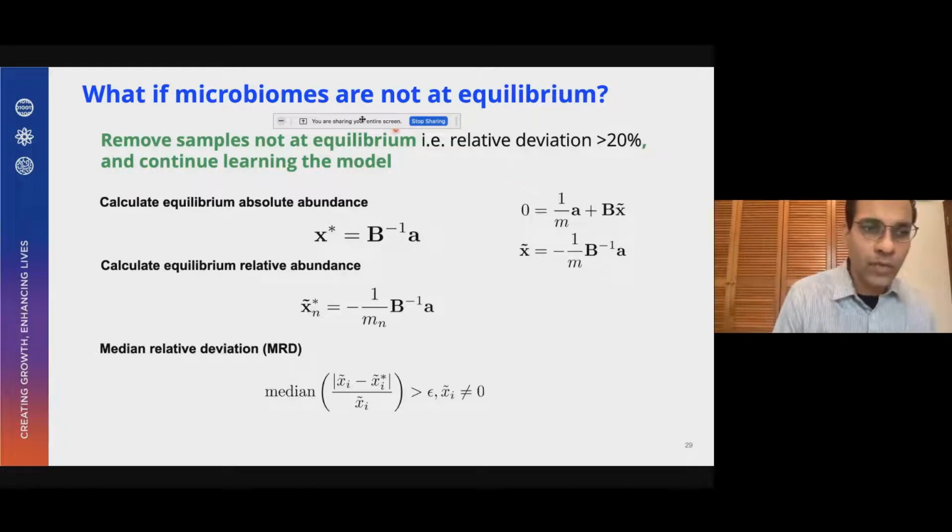So we can codify this into a bunch of equations here. What I'm showing here is x tilde star, the estimate from the model of what your relative abundance should be given the species that are present in your sample. And you can compare that to the observed relative abundance, and the relative deviation of that should not be greater than 20%. And that's the default. And this does a reasonable job of eliminating samples which are not at equilibrium. I'll show some results later.